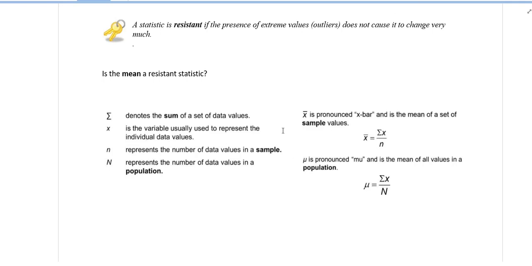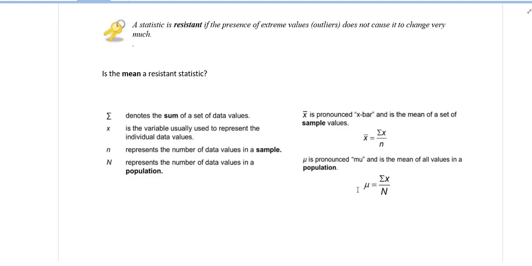Some notations that we're going to need in this class are notation for the sample mean and the population mean. So the sample mean is x bar and is the mean of a set of sample values. And it is the sum, so sigma means the sum of all x's, where x are the data values, divided by n. N represents the number of data values in the entire sample. Mu, that's the population mean, is the mean of all values in the population and is the sum of all the data values in the population divided by the number in the population.